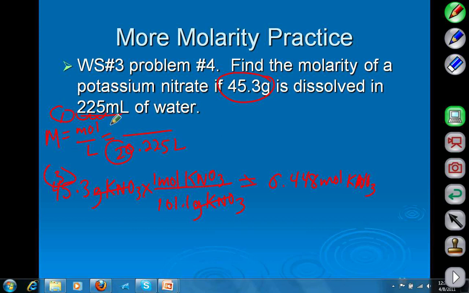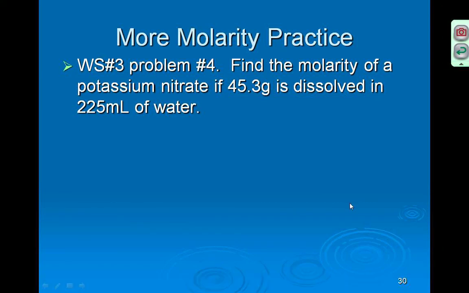That was our second step. This is our third step. Now our fourth step is to put in 0.448 moles. And we divide, and we get 1.99 molar KNO3. Final answer, 3 sig figs.